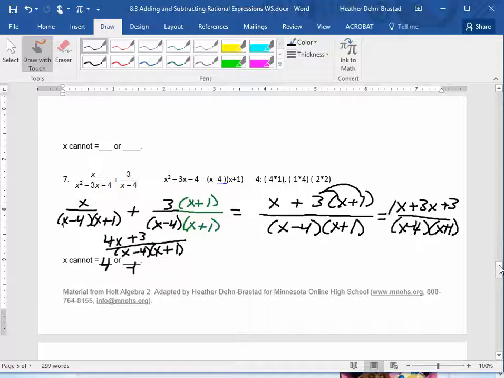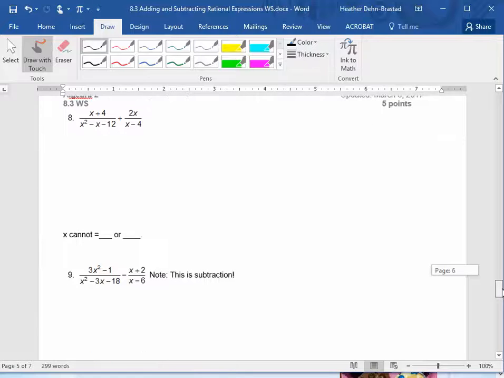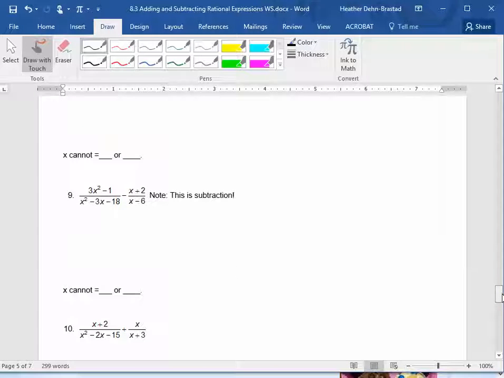All right, let's look at a subtraction problem. That's a plus. Oh, here we go. Number 9 is subtraction. Let's look at number 9. In number 9, we have to find the common denominator because they're not common right now.